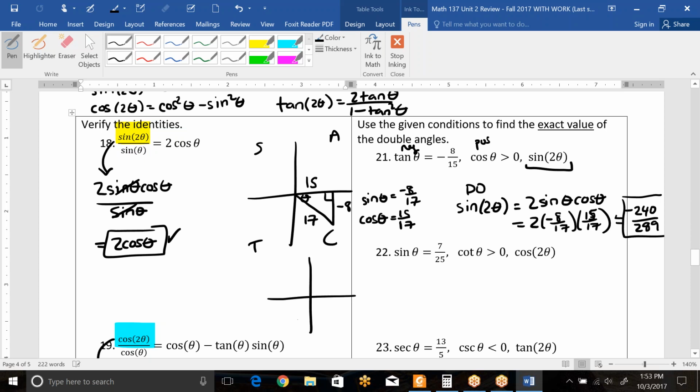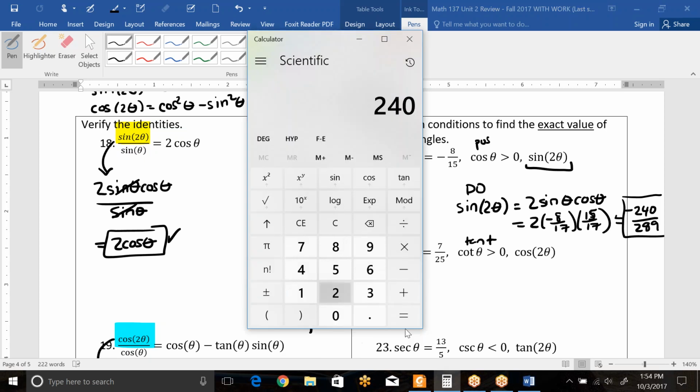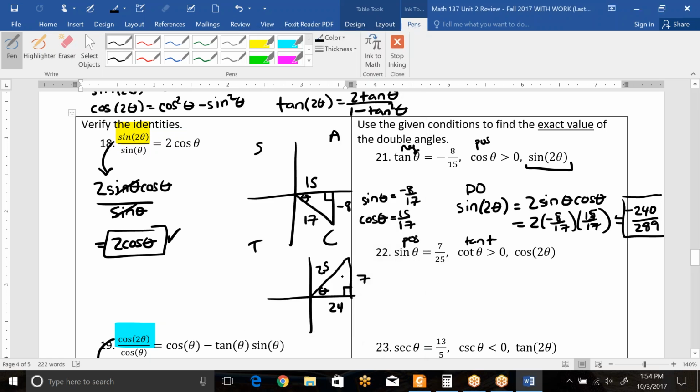Okay, so let's do 22. This one, sine is positive because it's 7 over 25. Cotangent, remember, is your tangent family. So tangent is also positive because it's greater than 0. So sine and tangent are both positive in quad 1. So sine is 7 over 25, and 25 squared is the hypotenuse minus the 49. That's 576, which the square root of that is 24. And everything's positive since we're in quad 1.